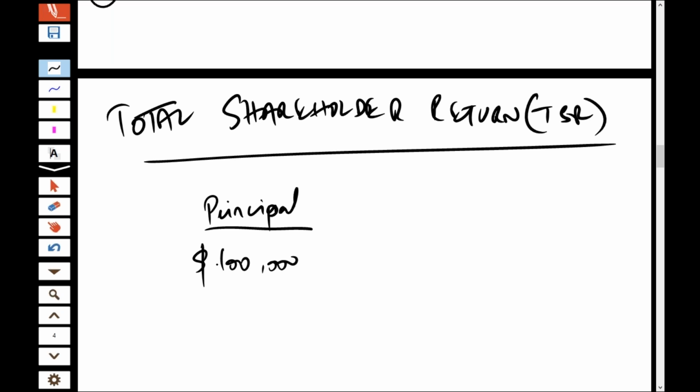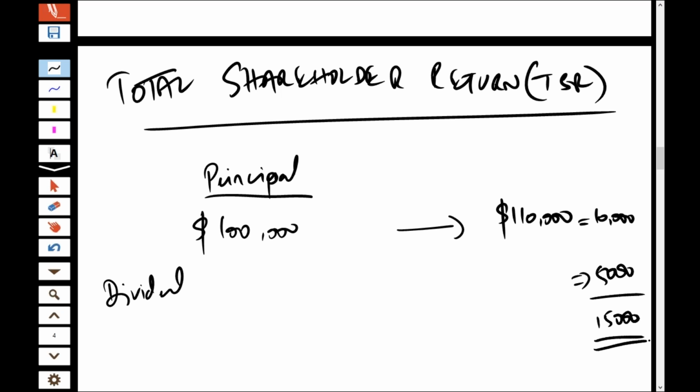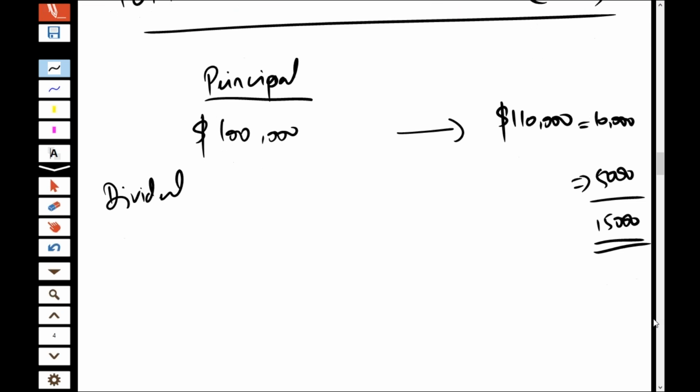Let's say you purchase them for $100,000. At the end of the year, the value of these shares has become $110,000. Similarly, there is a dividend being paid by the entity, and the dividends being paid are $5,000. So, resultingly, an investor is getting $15,000.